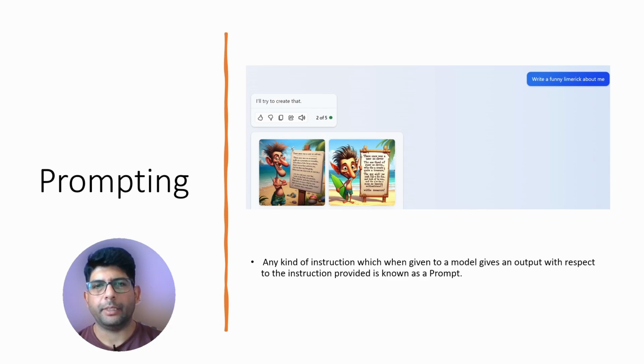So what is prompting? Any kind of instruction that you give to a large language model, or a chatbot based on a large language model, or any kind of chatbot for that matter, and it performs certain operations based on the instructions that you give it, is known as prompting.